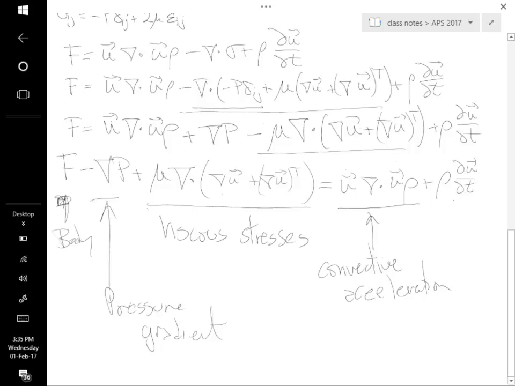And this term here is the rate of change of the velocity with time. So that's an actual acceleration. When the velocity is changing, and so that would be call that transient acceleration.